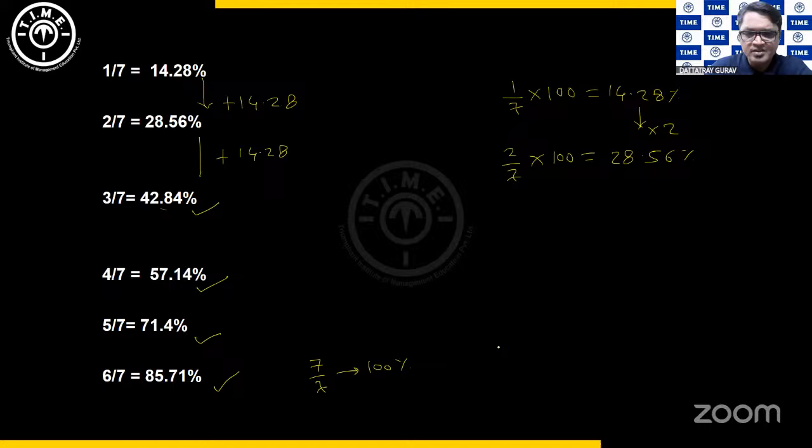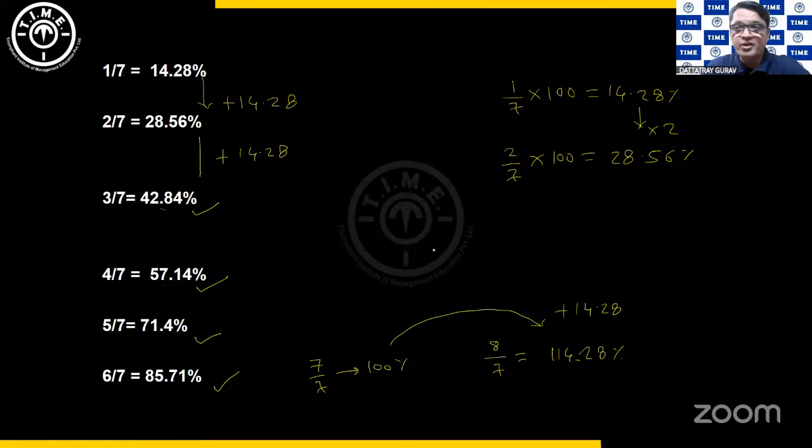If I consider 8 by 7, what will the next number be? 8 by 7. So this should be increased by what? This is increased by 14.28. This is nothing but 114.28 then. So these are the numbers. So remember the fraction values first, because with fractions, the question becomes easier.